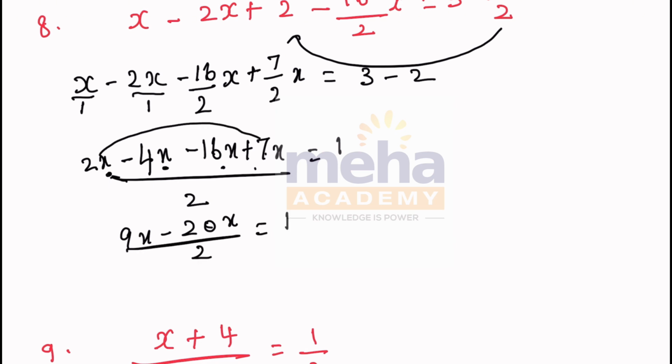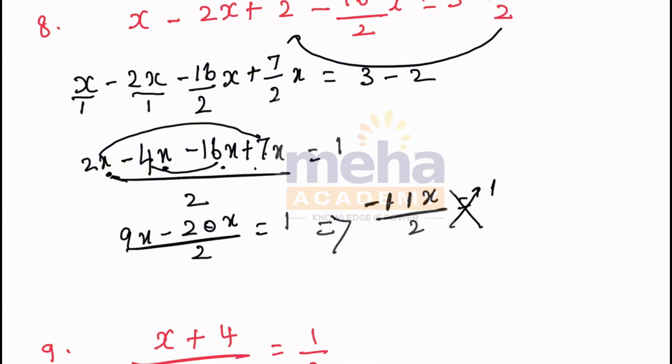So I added both the positive numbers. Then I added both the negative numbers. Then I put a negative sign. So 9x minus 20x is 1 plus 1 minus. I do subtraction. 20 minus 9 is 11. But I should give the greater number's sign, which is negative. So minus 11x over 2 is equal to 1.